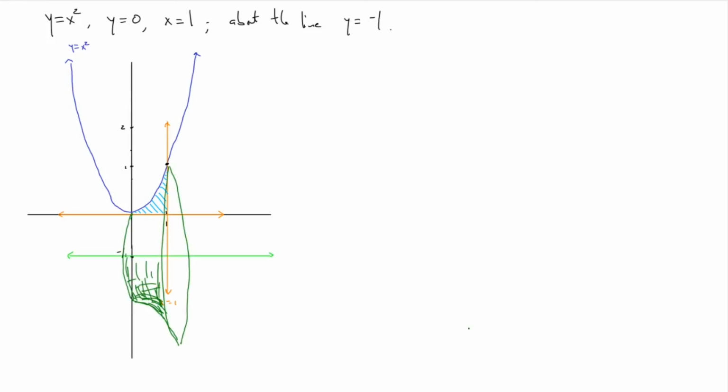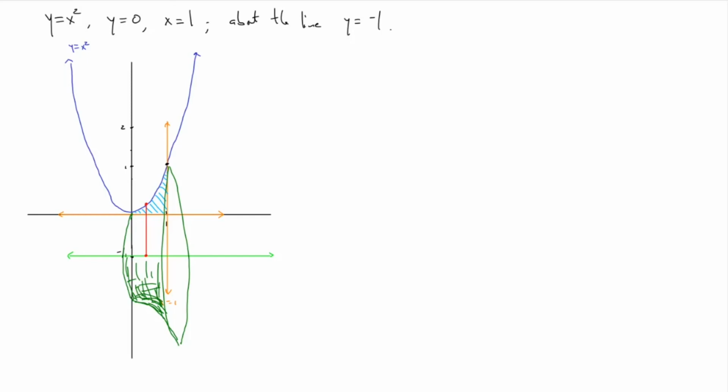And after you draw in the line y equals -1, which I have in light green there, and then take your best stab at sketching what the shape will look like, the solid that you get when you rotate this region about that line, you get something sort of like this. And now we have to figure out what's the outer radius, what's the inner radius. Well, the outer radius is this distance here that I've just sketched in red.